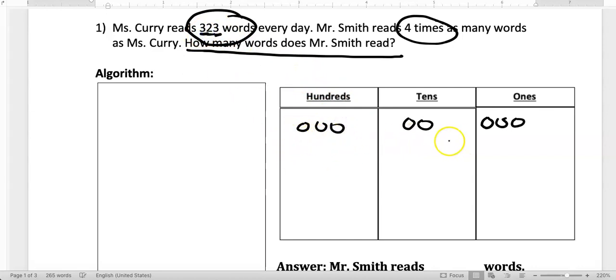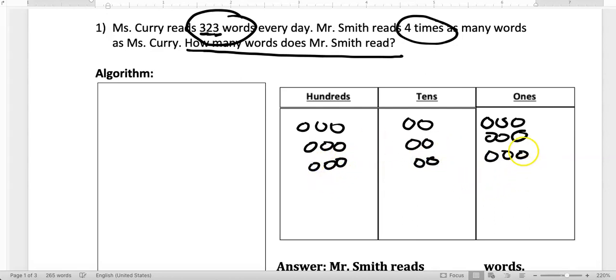Now, that's just one time, right? That's 323 one time, but we know Mr. Smith read 4 times as many words as Miss Curry. So I need to actually do this 3 more times. So I get a total of 4 times. My number doesn't change. We're still working with 323. The only thing that I'm doing is writing this 4 times so we can see how to add this up and see the regrouping that's happening. So that's 3 times. I'm going to do it one more time. Forgive my circles, you guys. All right, so that's 4 times, right? I have 323 4 times. 1, 2, 3, 4.